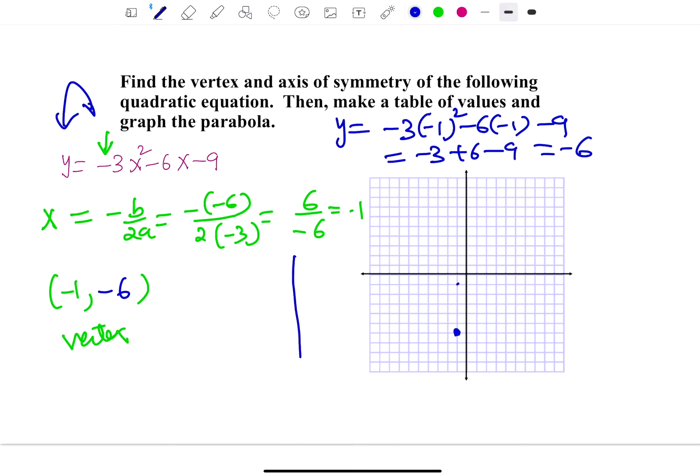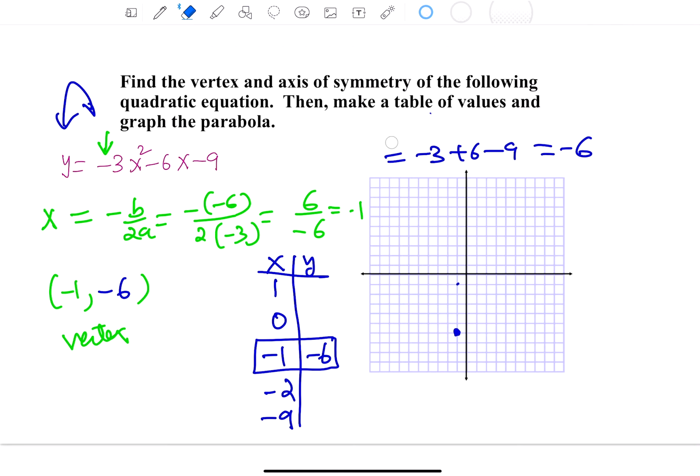We can go ahead and make a table. We can also find x and y intercepts to make the graph. So, negative 1, negative 6. Pick two values to the right and two values to the left, and we don't need to do calculations for all four of these. We know they're going to be symmetric, so we can just find any two and go from there.